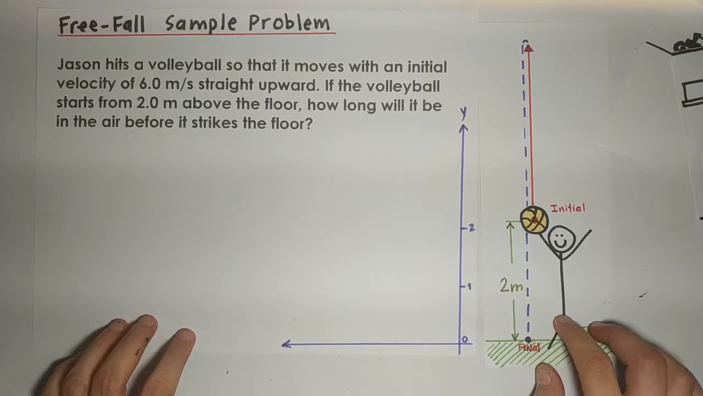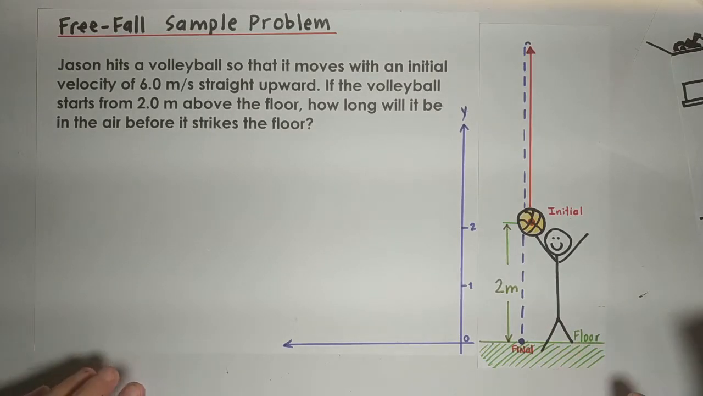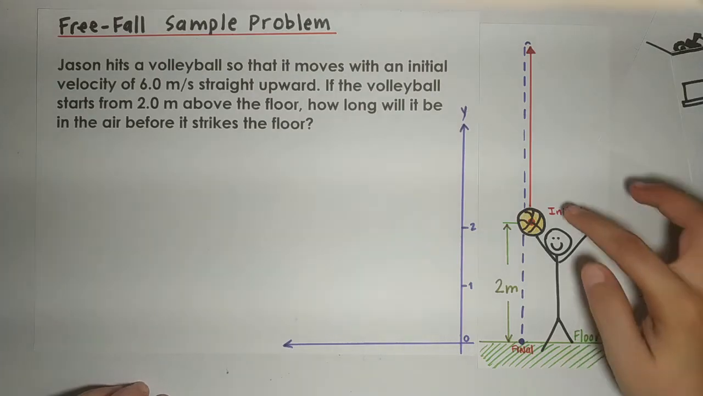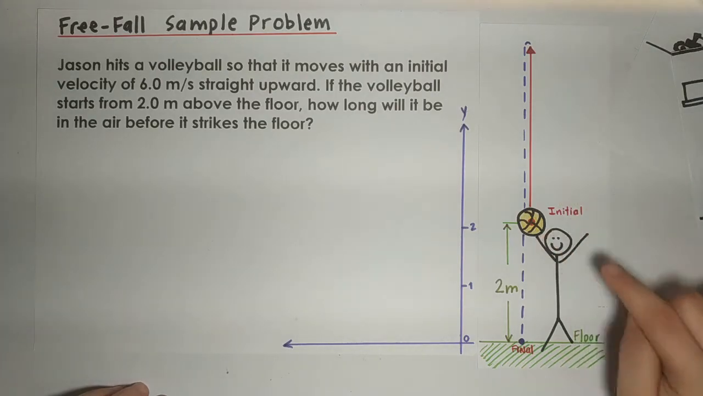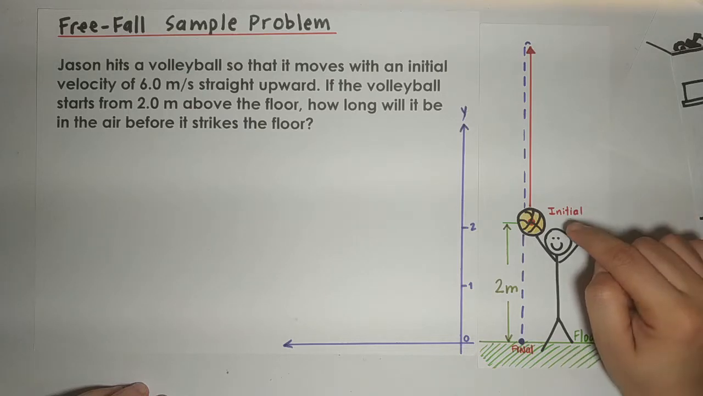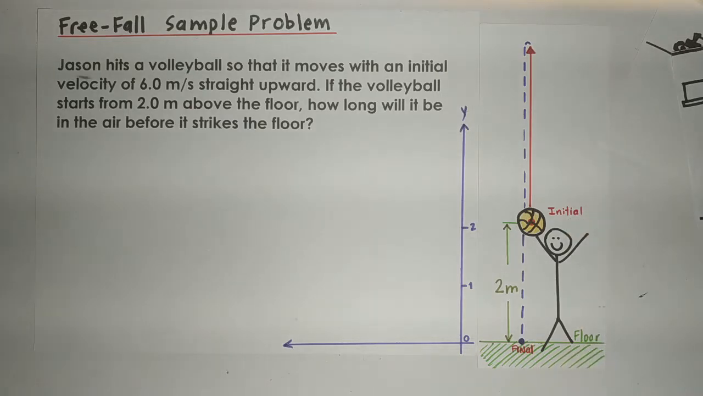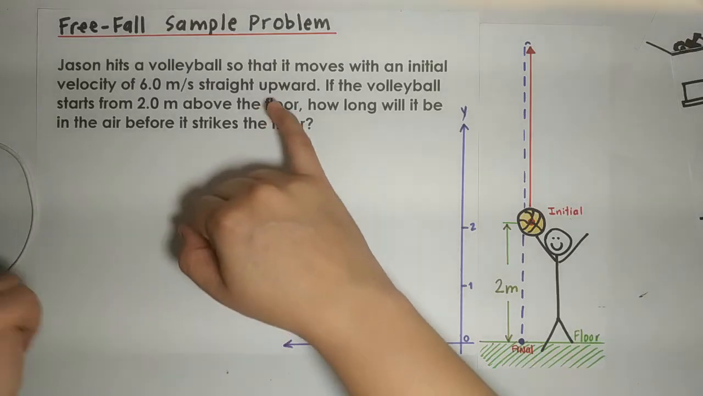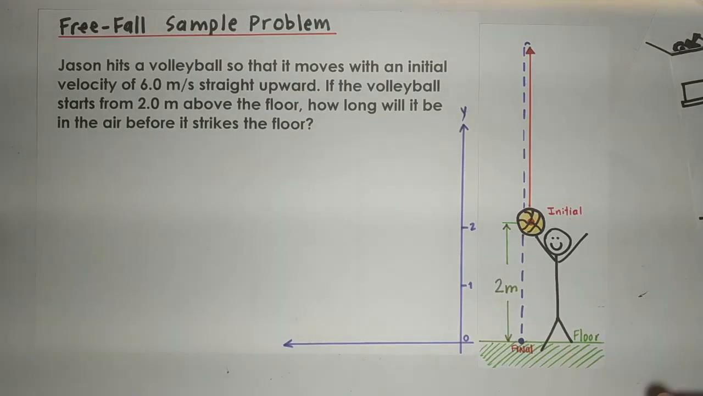For this problem right here, we're talking about a ball. That's our object. Now this ball initially is 2 meters above the floor, and Jason, as he hits the volleyball, gives it an initial velocity of 6 meters per second. Now, is it going to be positive or negative? It depends. As we're going upward, we're going to consider the velocity to be positive. When it goes downward, we're going to consider it to be negative.